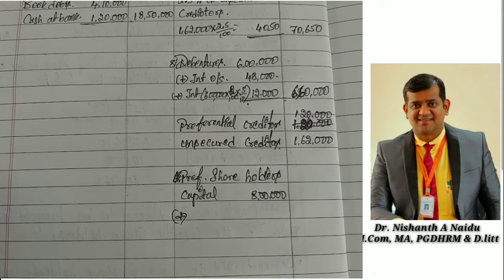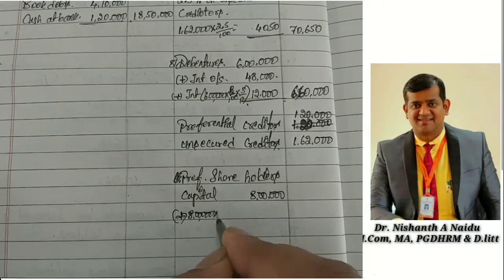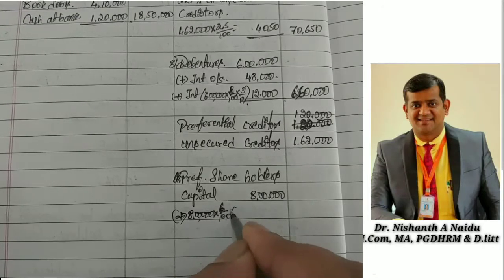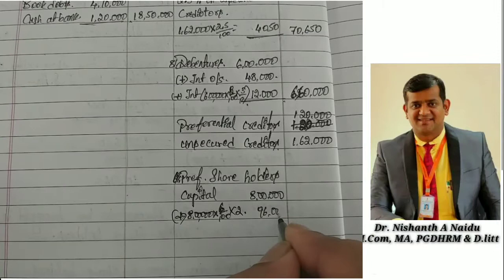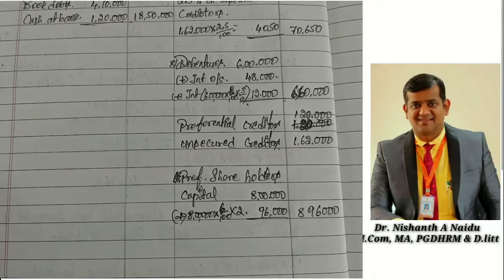So now calculate the dividend for 2 years. That is 8 lakh into, what is the percentage? 6%, right? 6 by 100 into 2, because it is outstanding for 2 years. So 8 lakh into 6% into 2, it's 96,000. So add this 96,000 and put it to the outer column. 8 lakh 96,000. So now this is also done.